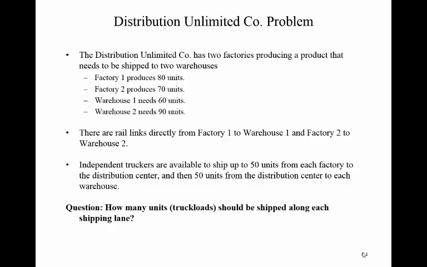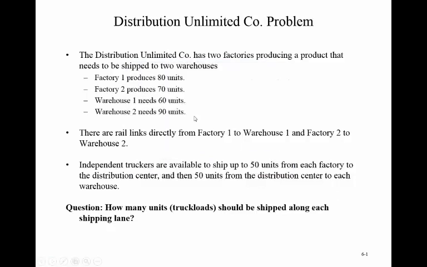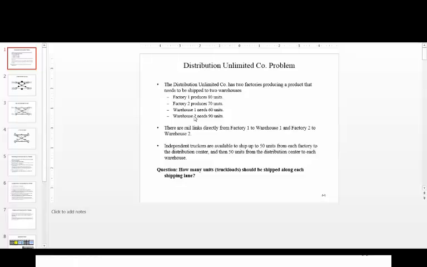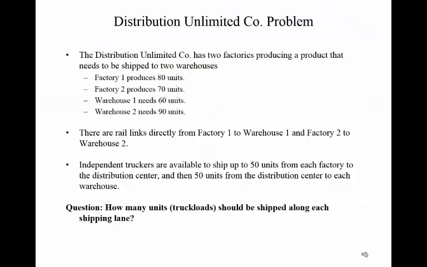We've got two factories that each produce some number of units each. We have demand at two separate warehouses that require a certain number of units for each. And then it turns out we have sort of a middle point, a distribution center that we can ship product to from the factories and then ship it out to the respective warehouses.